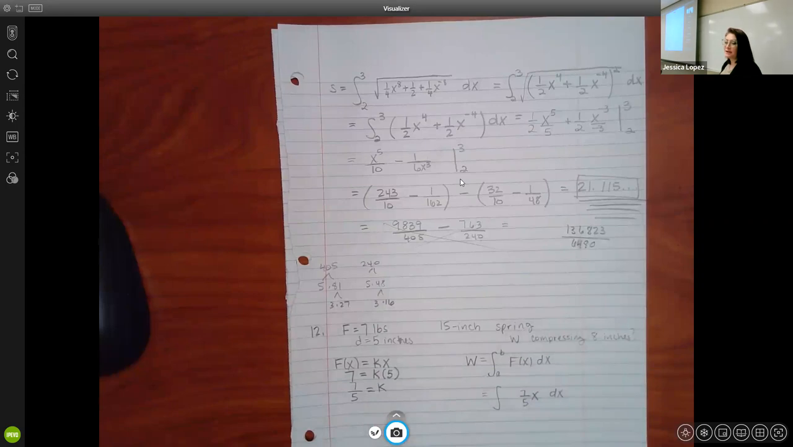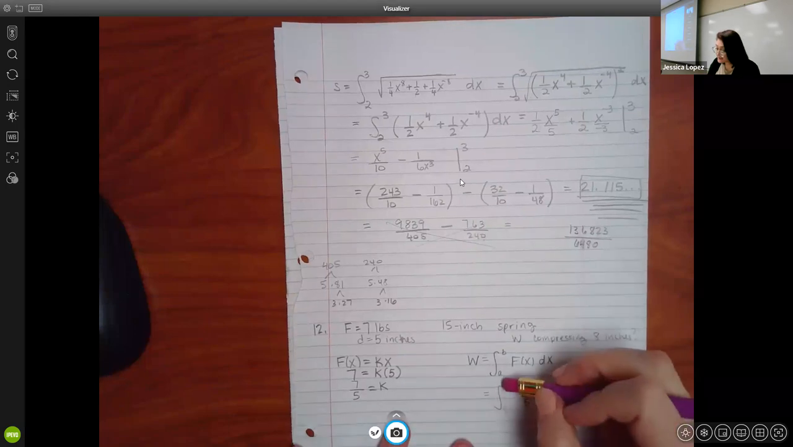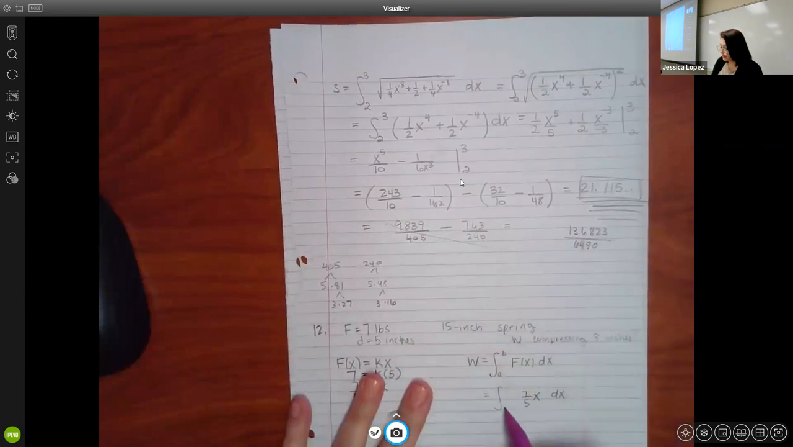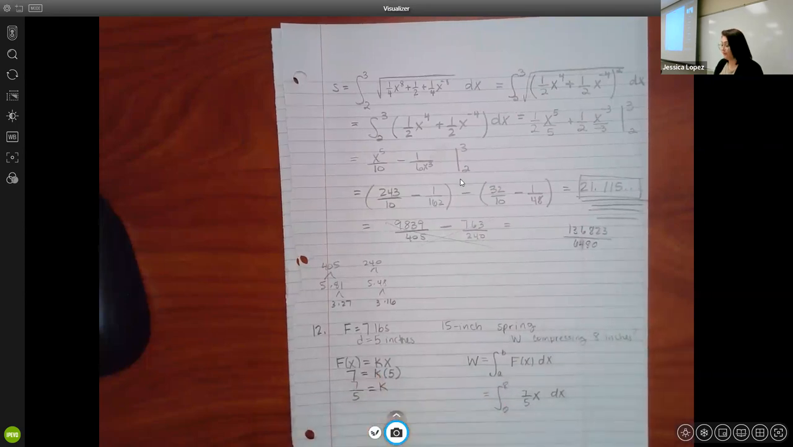It doesn't say compressing an additional 8 inches, because if it did say additional 8 inches, I would have to start from where it left off at 5 inches, and then 8 more would make it go all the way to 13 inches, right? But since it does not say the word additional, you assume that it's from its natural state. So you have compressed it nothing, all the way until you compress it the 8 inches, okay?